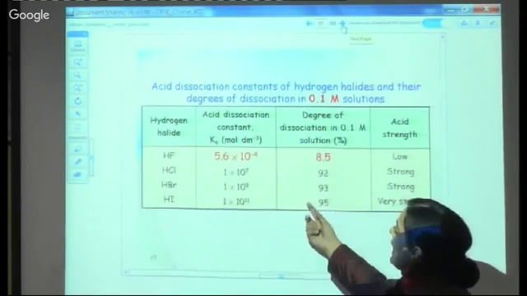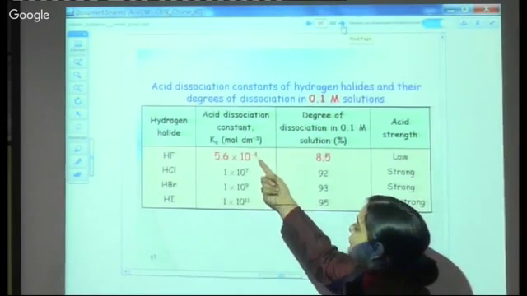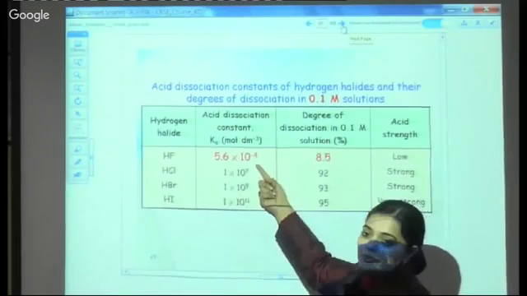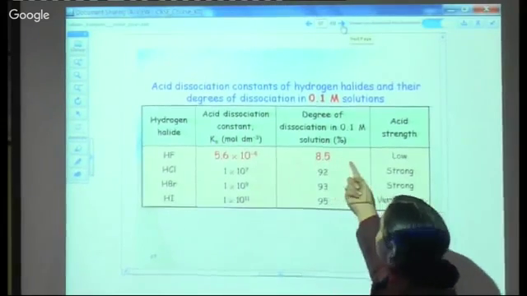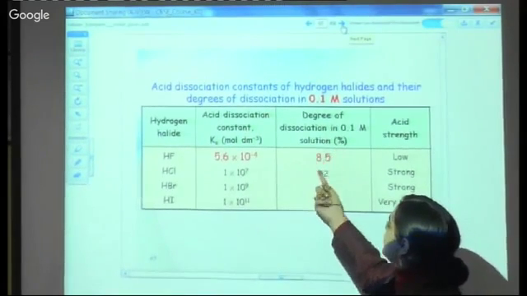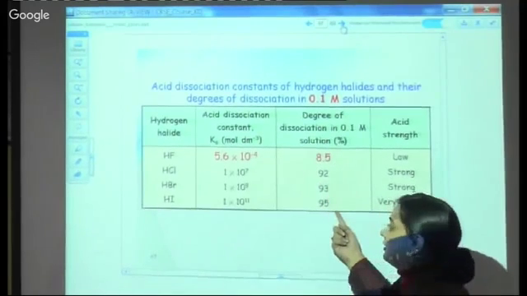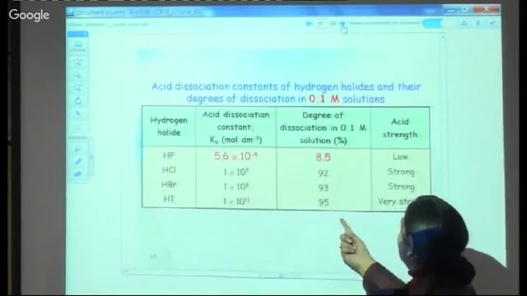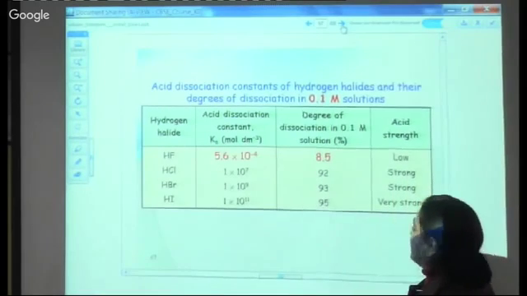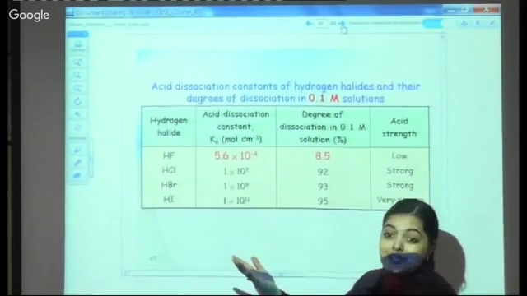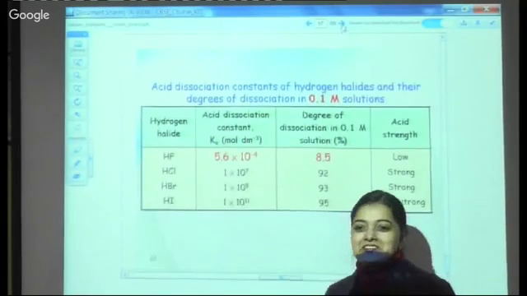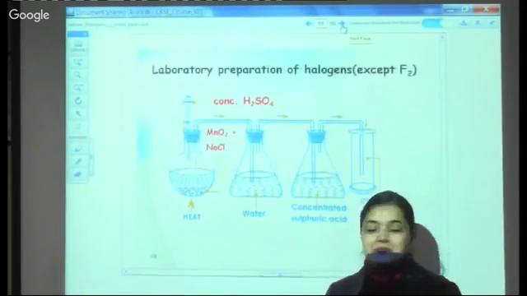Here you can see the acid dissociation constants are of great difference also. Fine. So that means the degree of dissociation is so low for HF and so high for HI. Fine. So the acid strength increases down the group. Next slide. That is the acid strength.